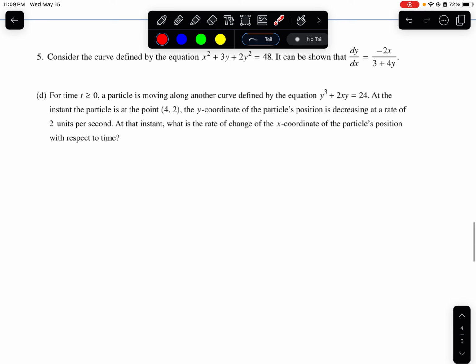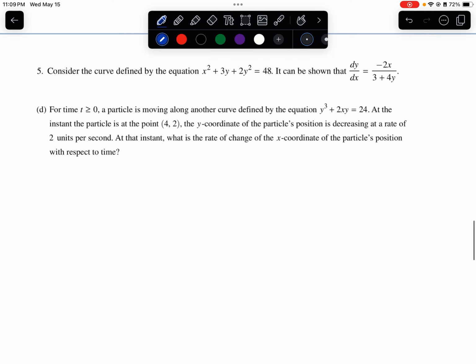Okay, question 5. Let's see what we have here. For t greater than or equal to 0, a particle is moving along another curve defined by the equation given there. At the instant the particle is at (4, 2), the y-coordinate of the particle's position is decreasing at a rate of 2 units per second. At that instant, what is the rate of change of the x-coordinate of the particle's position with respect to time?